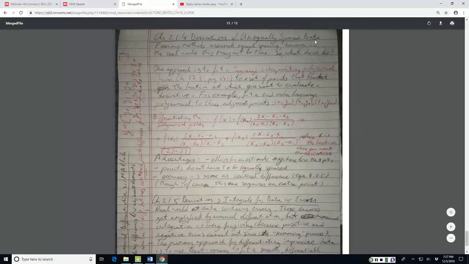For unequal space data, which was your homework, the idea is again really simple. You just fit a Lagrange polynomial to your data, and then you differentiate the Lagrange polynomial. So with numerical methods, the idea is always the same. You want to avoid using the actual function. Either it could be really difficult to take a derivative of that function, or you just don't know what that function is. So instead of using the actual function, you use something simpler.